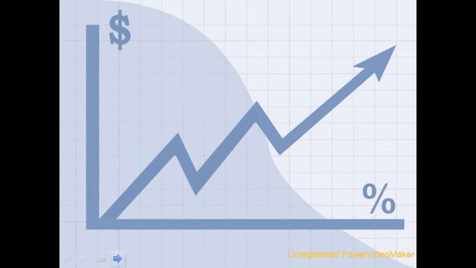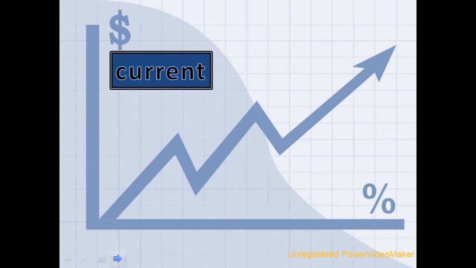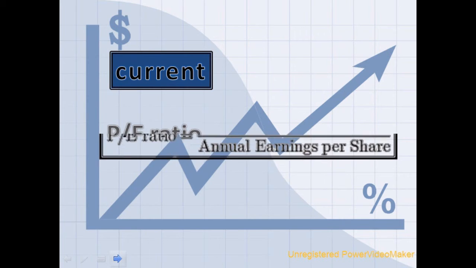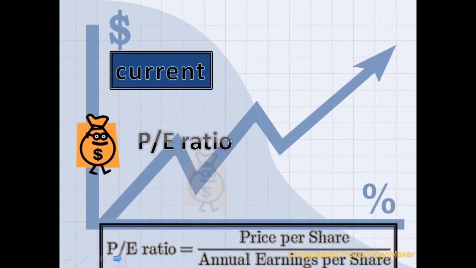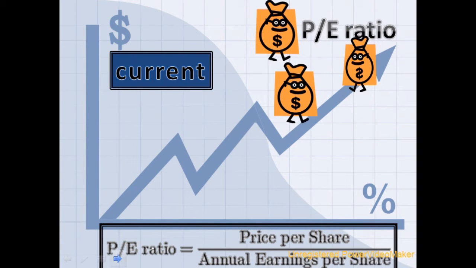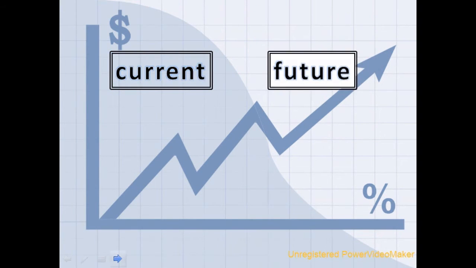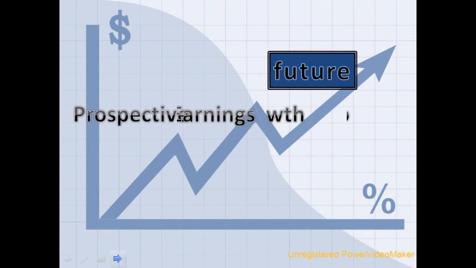Just like weather forecasting, current and future should both be taken into consideration. As for current value, we can refer to the P/E ratio. The higher the P/E, the more investors are paying, and therefore the more earning growth they are expecting. As for future growth, it may be reflected in measures like the prospective earning growth ratio.